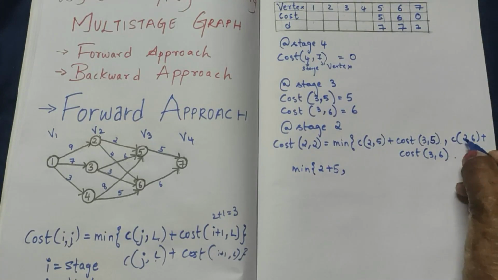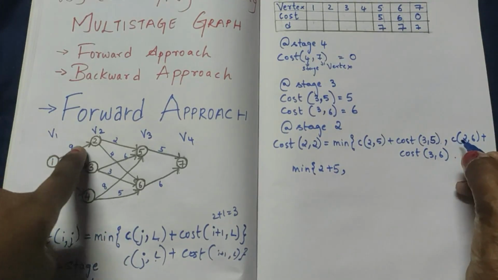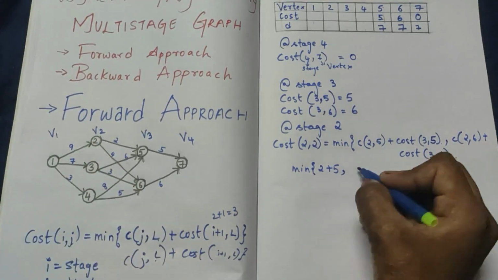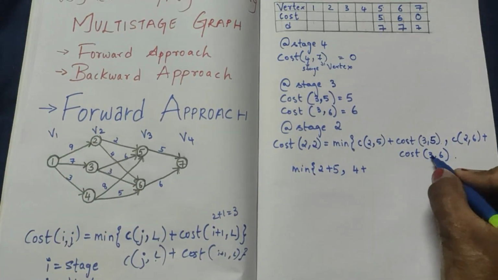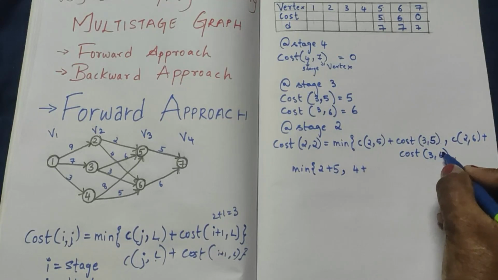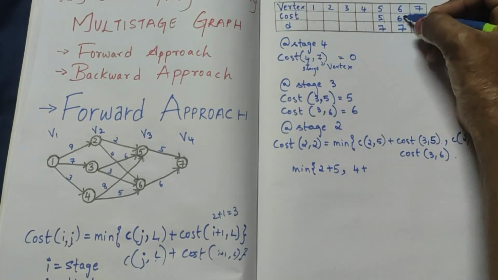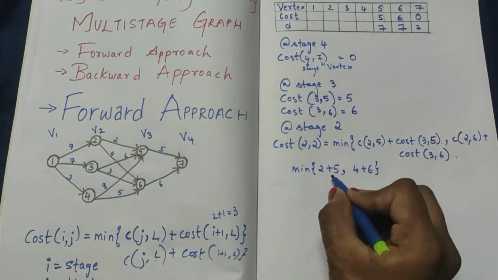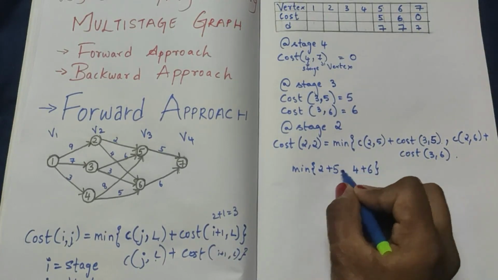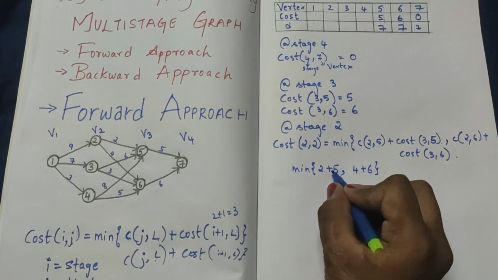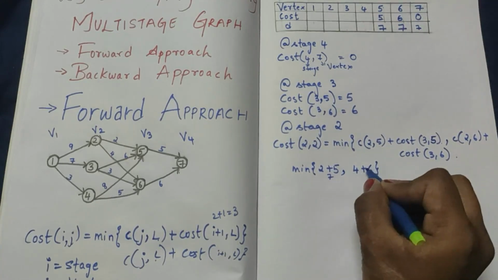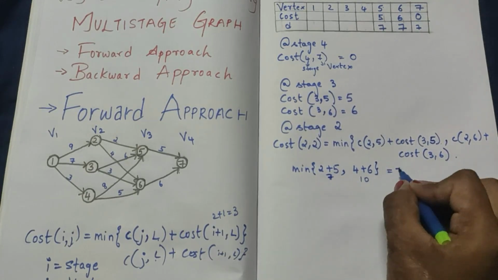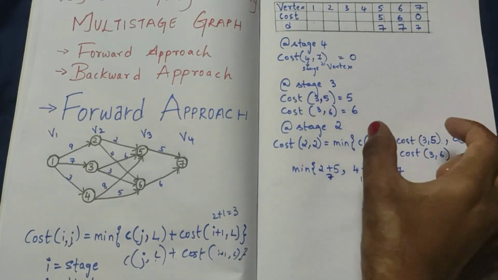Comma, now C of 2 to 6. So C is from the graph. So 2 to 6 the cost is 4 plus from 3 to 6. So this is vertex 6. So vertex 6 the cost is 6. Now you need to find out the minimum value from these. So 5, 6, 7, 6, 10. So here if you see minimum is 7. So this is from this particular side.